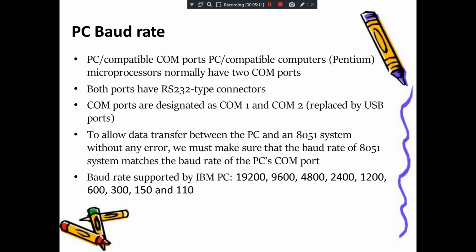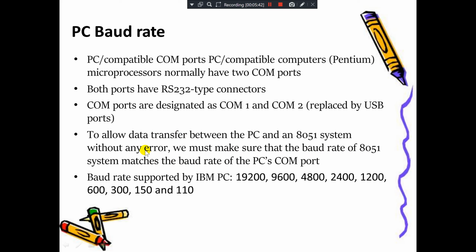PC baud rate. PC compatible computers, that is Pentium microprocessor based, normally have two COM ports. Both ports have RS232 type connectors. The COM ports are designated as COM1 and COM2, and are replaceable by USB ports, to allow data transfer between the PC and an 8051 system without any error. We must make sure that the baud rate of the 8051 system matches the baud rate of the PC. This is a very important point.